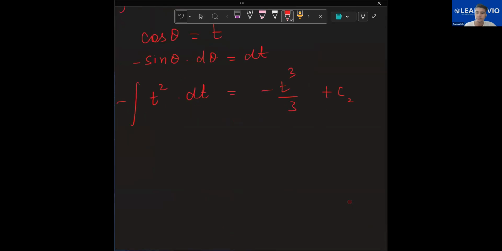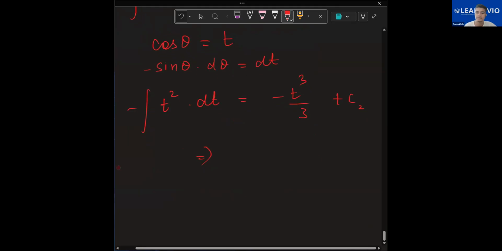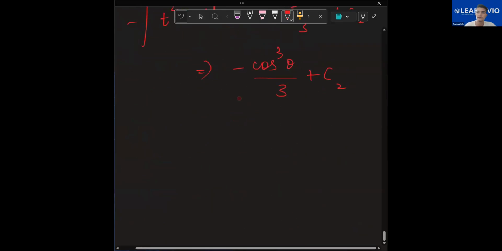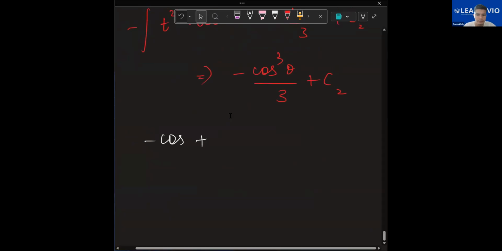So minus of t cube upon 3, and you have to put the value of t back in this equation. So this will be minus of cos cube theta upon 3 plus C2. And from this, you got minus of cos theta plus C1. So your total answer, the final answer, will be minus of cos theta plus, how much will it come?